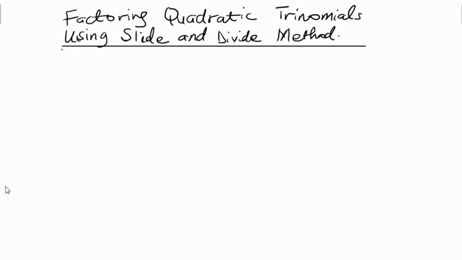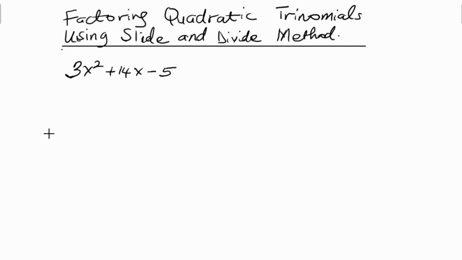Today we are factoring quadratic trinomials using the slide and divide method. This method is used when the leading coefficient of the trinomial you are factoring is not 1, and also when the trinomial is factorable, meaning it can be factored. Let's take an example. We are to factorize 3x squared plus 14x minus 5. We are going to use the slide and divide.